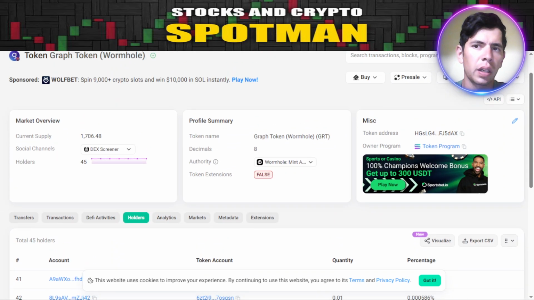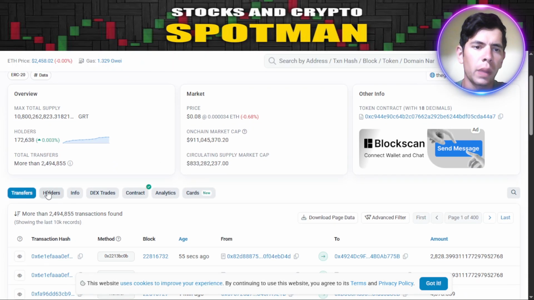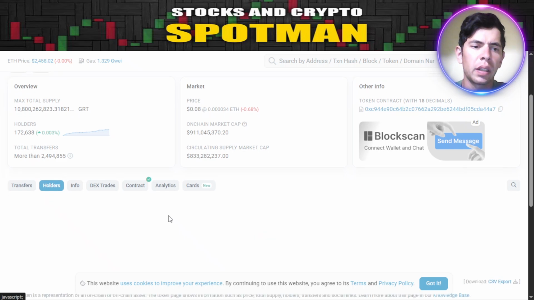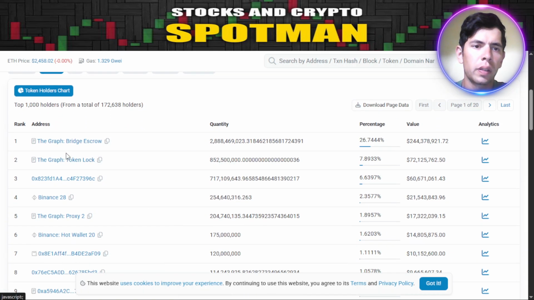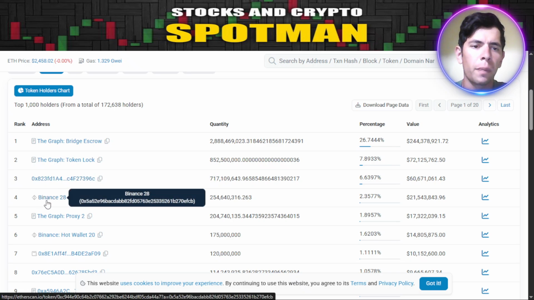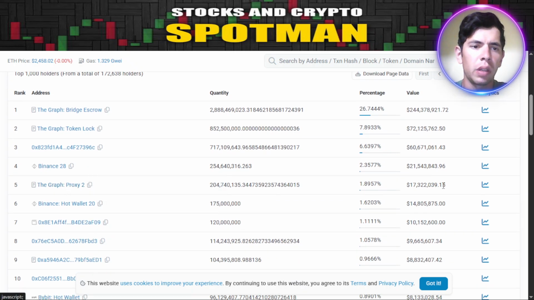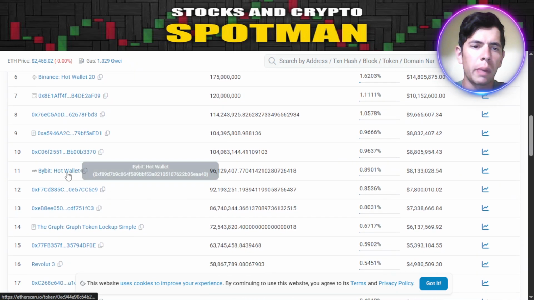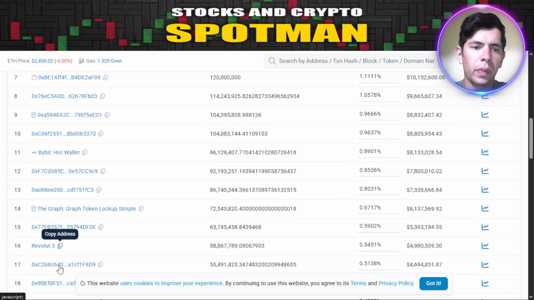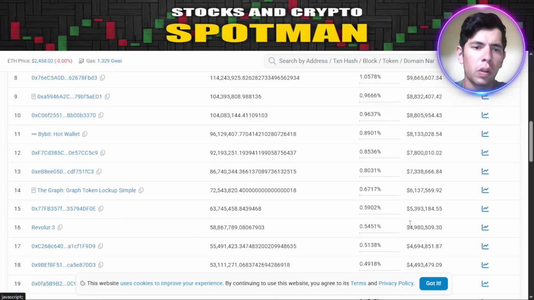Okay, come back and check out Etherscan. Maybe here it will be Binance, I think. Let's see. Here the Graph bridge escrow holds 26%. The Graph token lock 7.89%. Here an unknown wallet. The next one, number 4, is Binance 28, holds 2%, equal to $21 million. The Graph proxy 2 here, $17 million. Hot wallet Binance again, $14 million. Go down. Bybit hot wallet holds 8 million. Revolut holds close to $5 million.